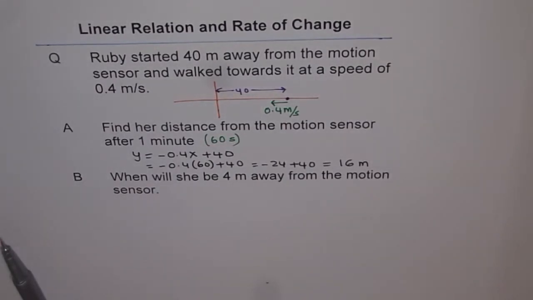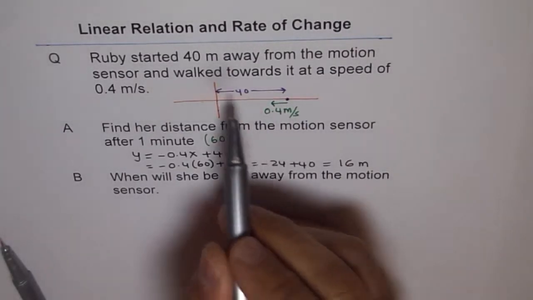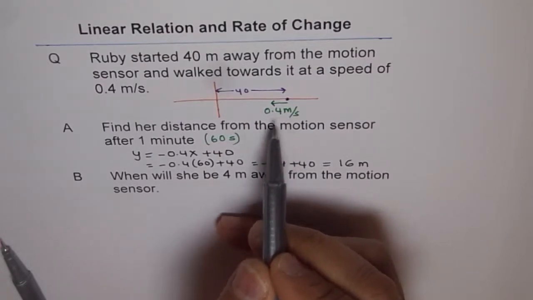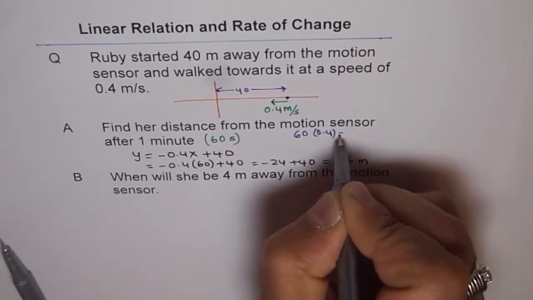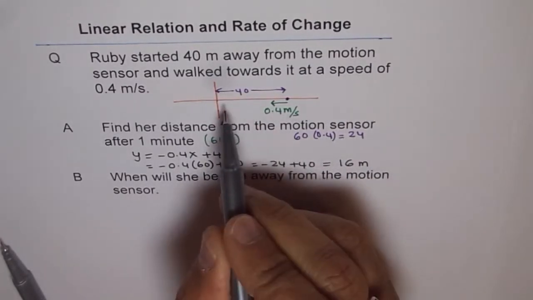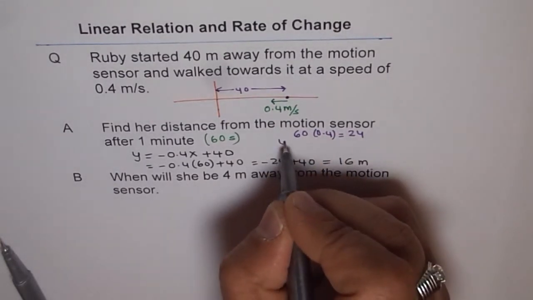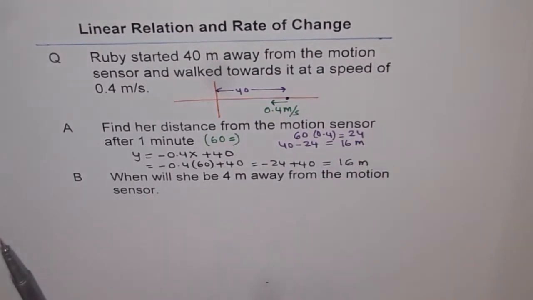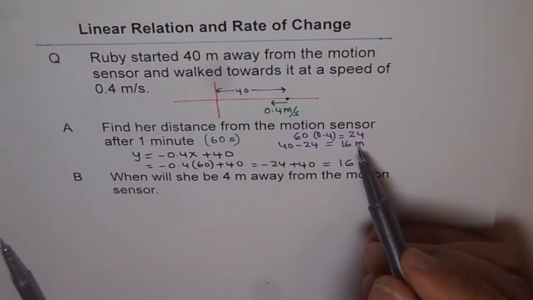Another way to think about it is kind of like this. How much distance will Ruby cover in 60 seconds? So every second she is covering 0.4 meters. So in 60 seconds, it will be 60 times 0.4, which is 24. So she'll be closer by 24. So this distance will reduce from 40 to 40 minus 24. So you get 40 minus 24, which is the same as 16 meters, correct? So you can approach it in this fashion. Also, that's good for understanding, correct?